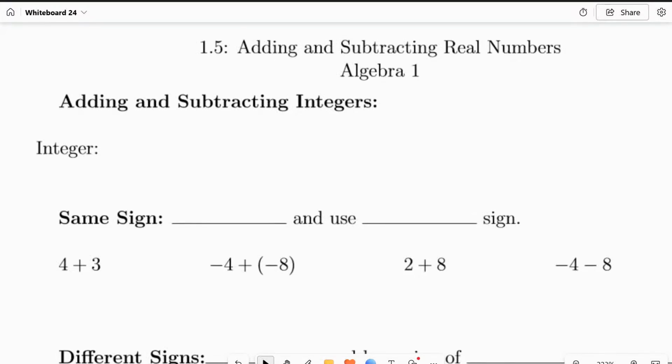I know this is something that you guys have done a lot of in the past, and honestly, all of this should be review for all of you. So first thing here, adding and subtracting integers. So remember from the last video, an integer is a positive or negative whole number.